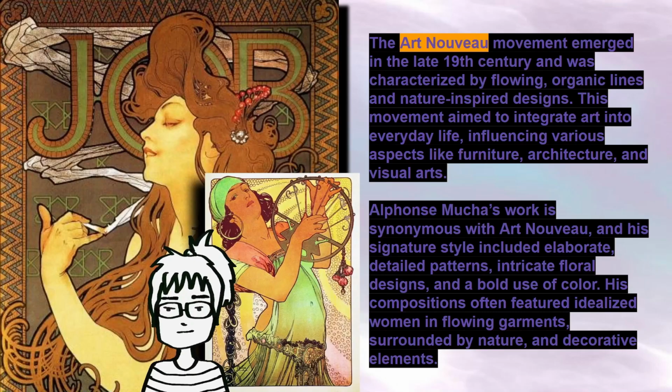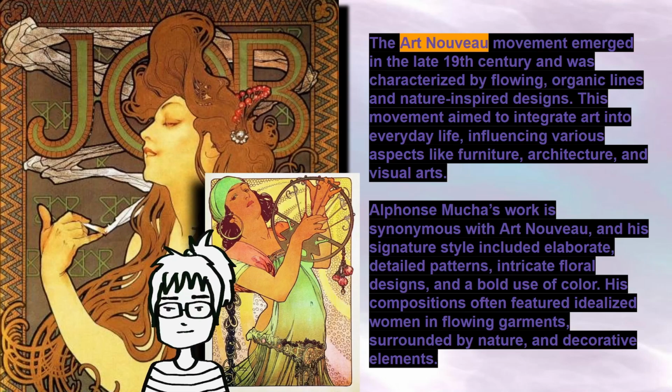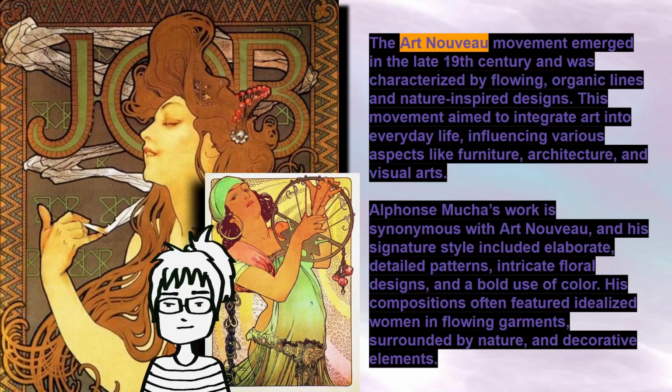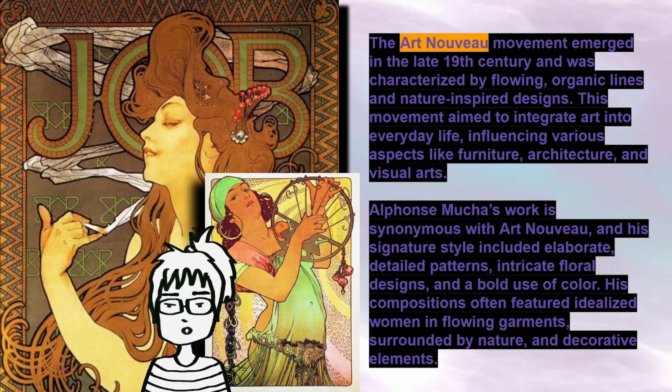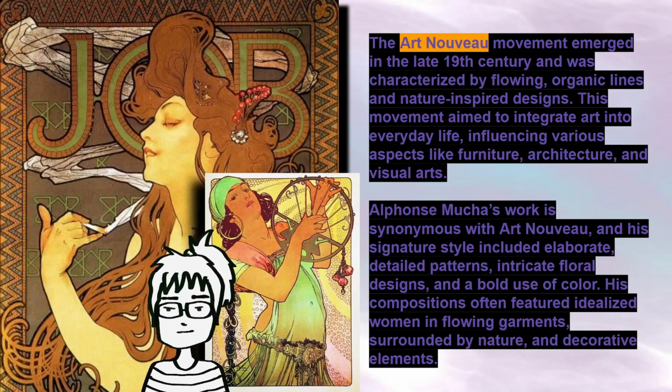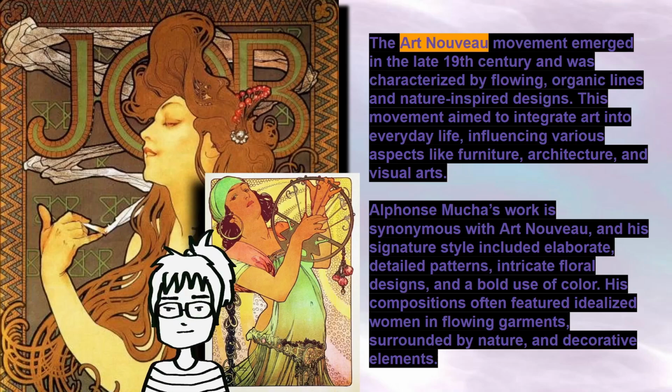What is Art Nouveau? The Art Nouveau movement began in the late 1800s and is known for its flowing, organic lines and nature-inspired designs. The goal was to make art part of everyday life, influencing everything from furniture to architecture to visual arts. Mucha's style was instantly recognizable for its detailed patterns, floral motifs, and striking colors. His art often featured graceful women in flowing clothes, surrounded by natural elements and decorative flourishes.